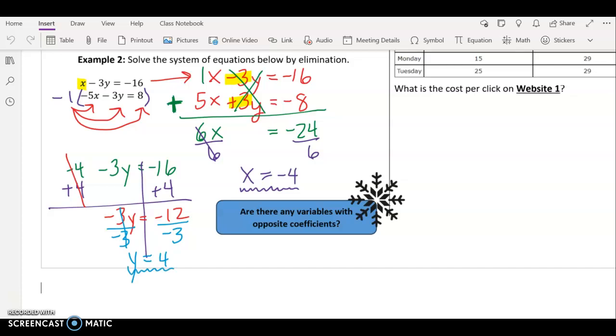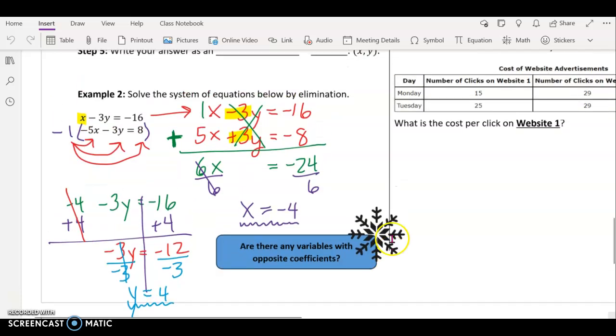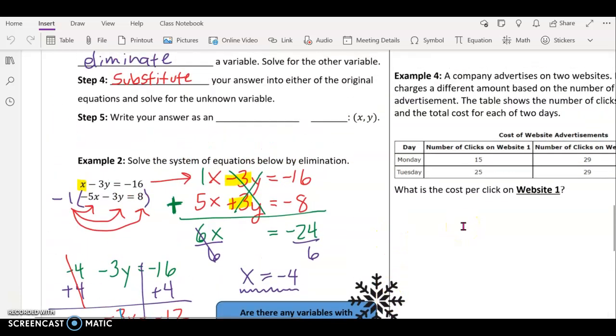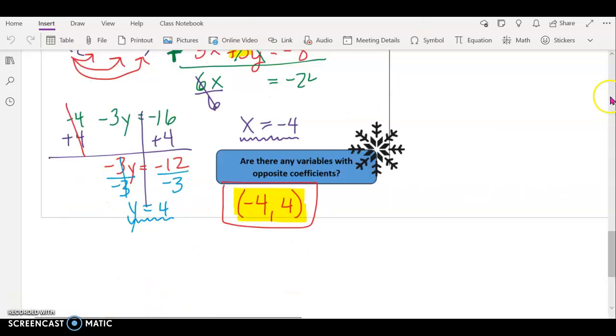So I'm going to write my solution down here. Remember, we always write our solution as an ordered pair. X comma y, although occasionally it may ask you for just the x value or just the y value, but usually it asks you for the entire point. So our final answer is -4, 4. It is important, guys, that the -4 is first and the +4 is second, because remember, in a point, x always goes first and y always goes second.